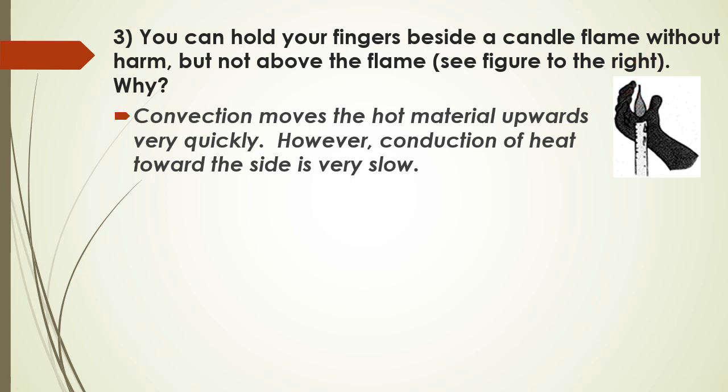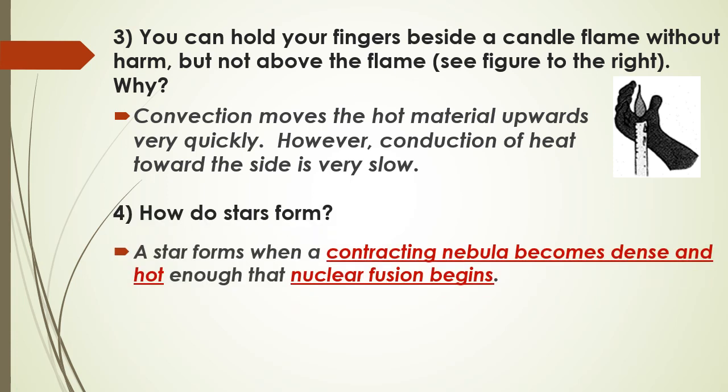Question number 4: how does a star form? A star forms when a contracting nebula becomes dense and hot, and that's an important part. With the temperature increasing, the particles within that nebula are moving pretty fast, and that kinetic energy and getting those particles close to each other is what starts nuclear fusion. So once nuclear fusion begins, that's when the star is formed.